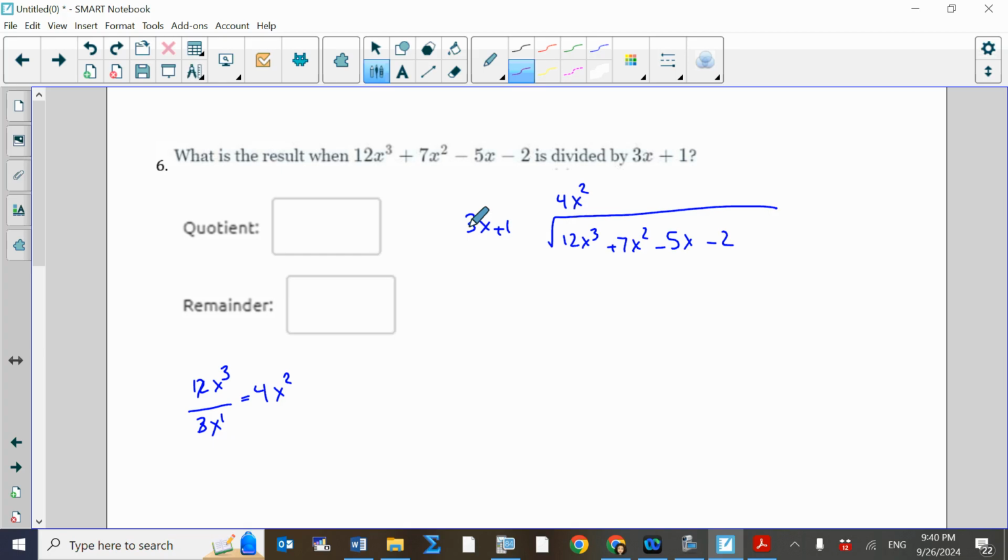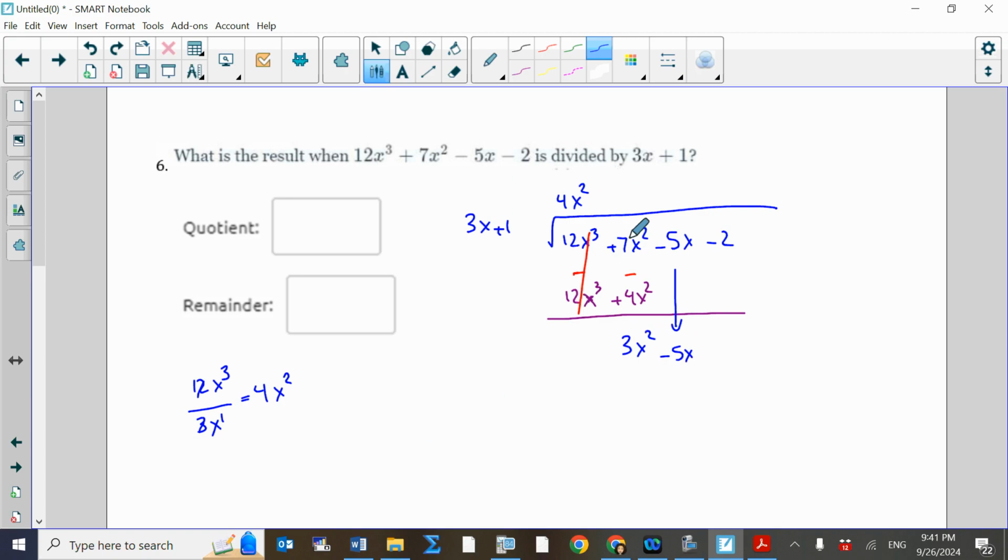Now multiply 4x squared by these two terms in the divisor. 4x squared times 3x, 4 times 3 is 12, and x squared times x is x to the 3. If you see that you have the same term, that means you're doing this right. Then 4x squared times 1 is plus 4x squared. Now it's time to subtract them. 12x to the 3 minus 12x to the 3, they cancel. 7x squared minus 4x squared is 3x squared. Now I bring the next number down, 5x.